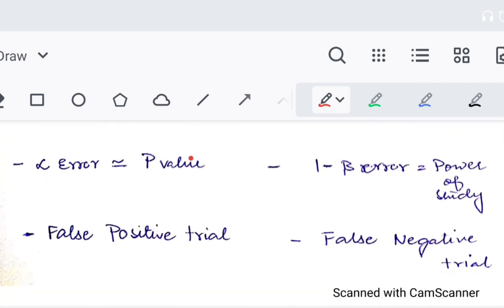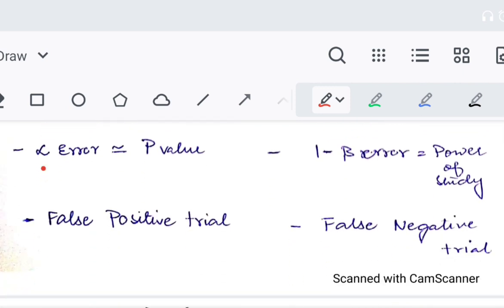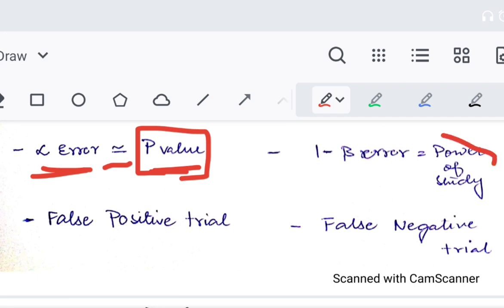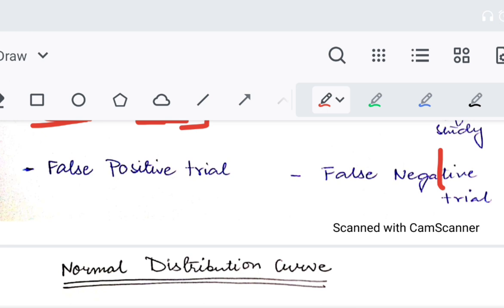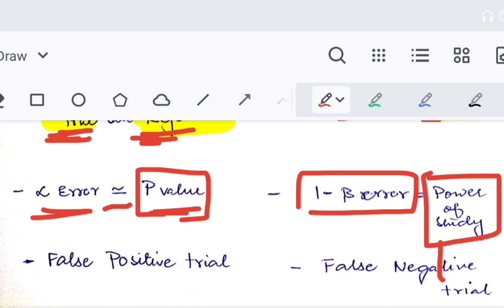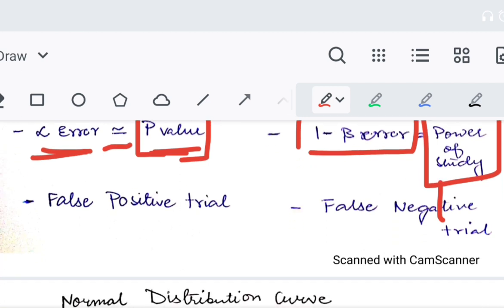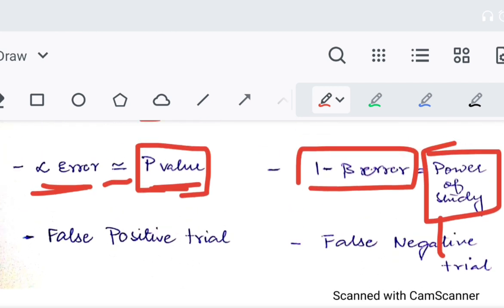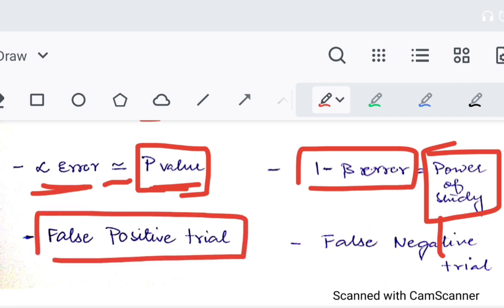The type 1 error, that is alpha error, is equivalent to the p-value. And from beta error we get power of the study, that is power of the study will be 1 minus beta error, right? So type 1 error means false positive trial, and type 2 error indicates false negative trial. So that is it.